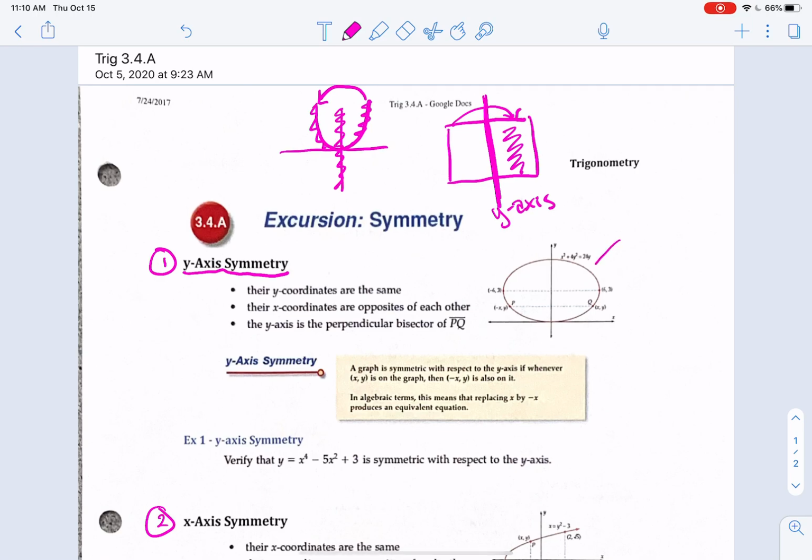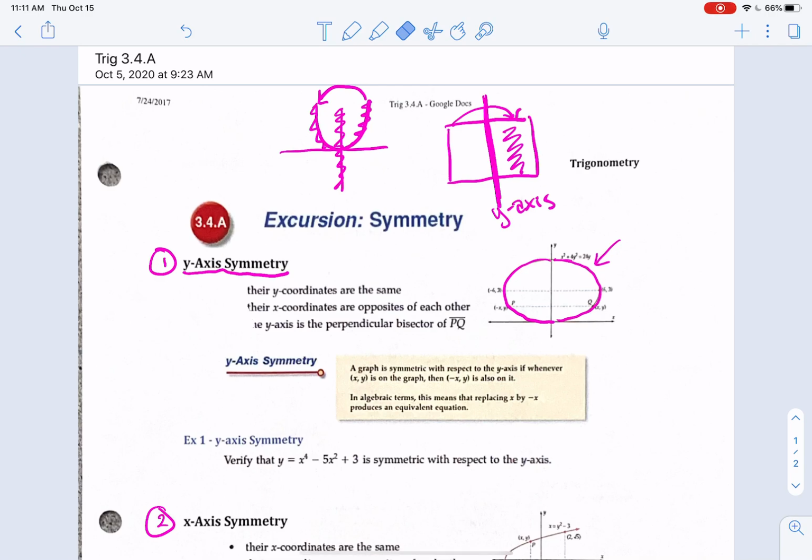So this circle right here, or it's kind of an oval, I guess, is the same on both sides of the y-axis. What's over here is also on this side. So it's literally folded in half. Their y-coordinates are the same. Their x-coordinates are opposite of each other. The y-axis is the perpendicular bisector of PQ.